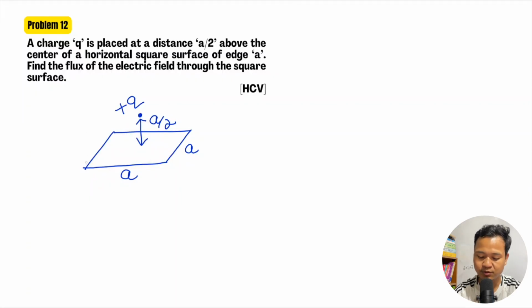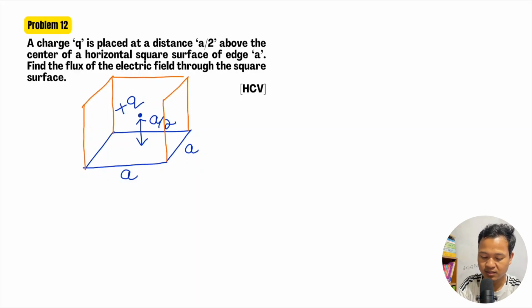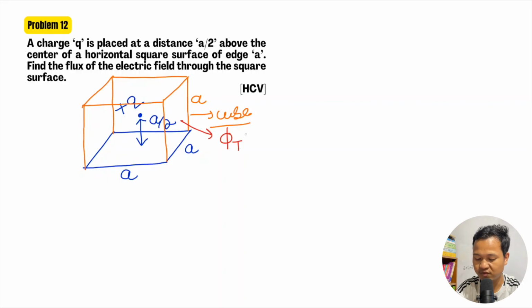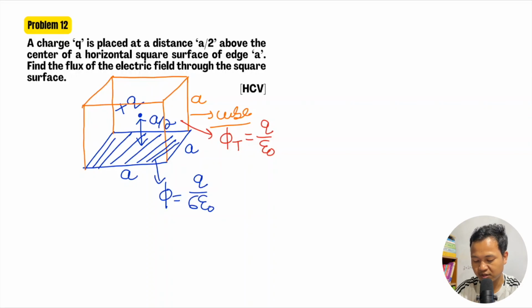So what I can do is create a cube here. This is a cube of side A. Now I have a cube, and the total flux due to it is Q by epsilon naught. This surface is one face of the total cube. That means the flux through it is Q by 6 epsilon naught. That will be the answer.